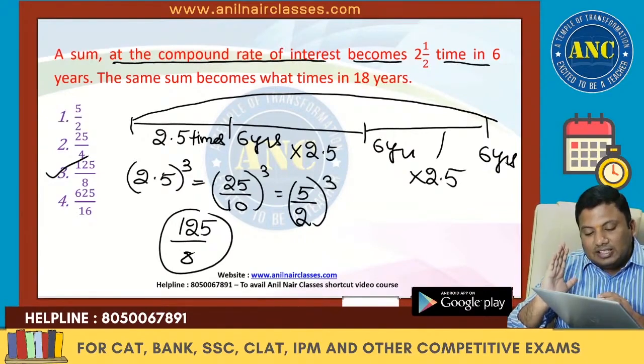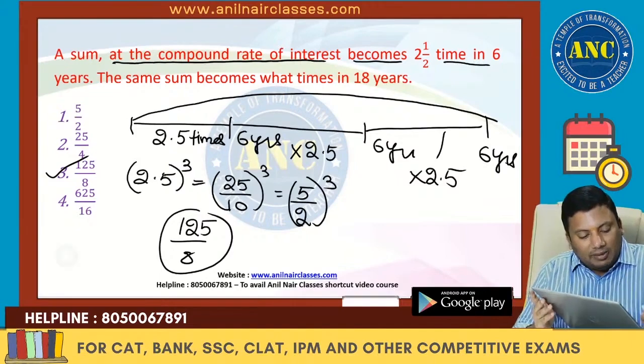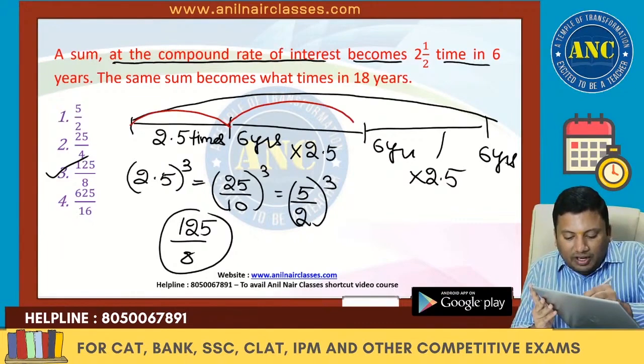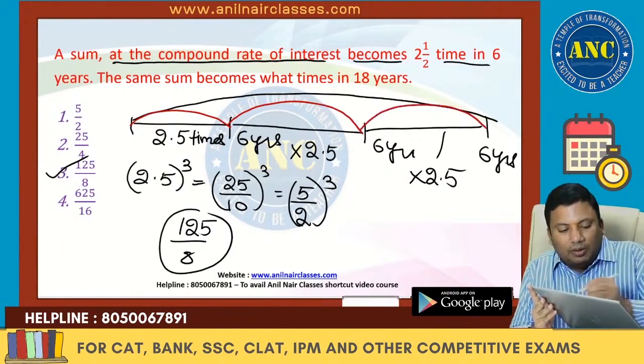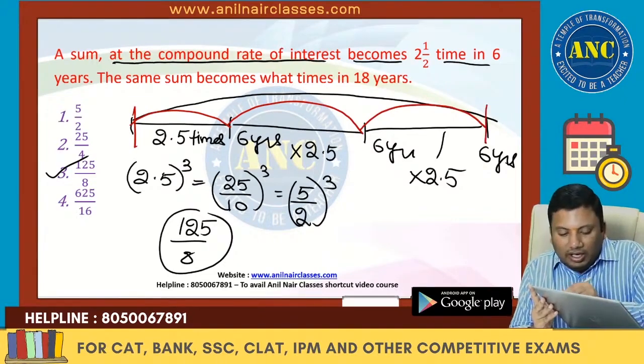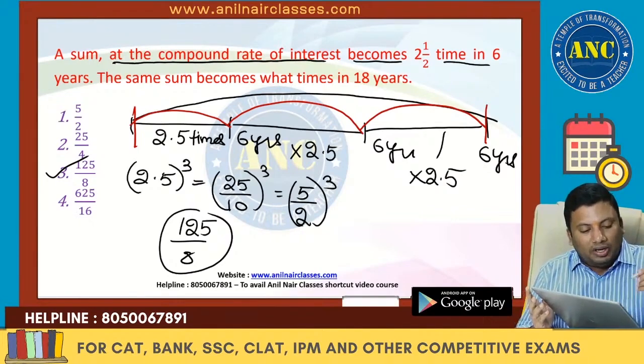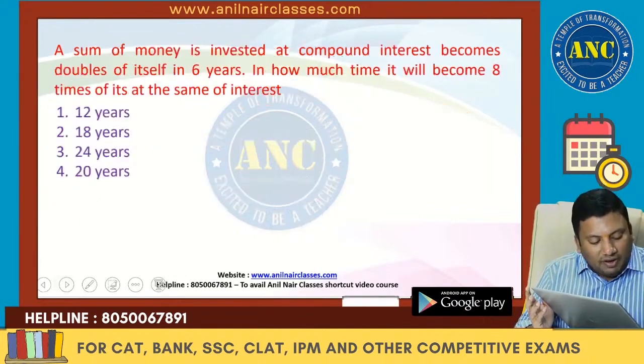For every 6 years it is becoming 2.5 times. The multiplication factor remains the same. If this is 2.5, this will be 2.5, this will be 2.5. From here to here is a total of 18 years. So 2.5 into 2.5 into 2.5. The answer is 125/8.